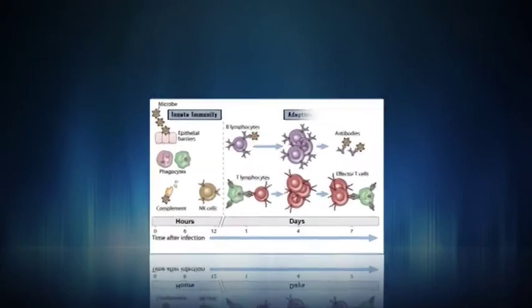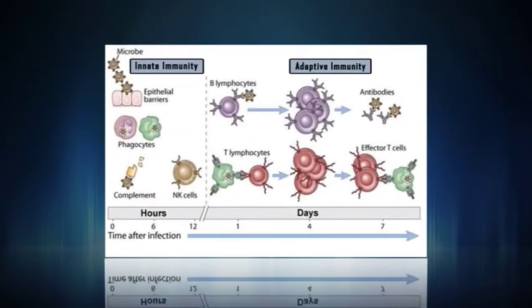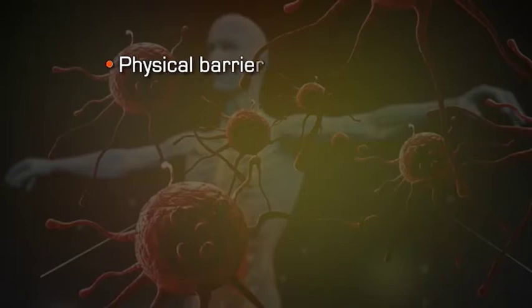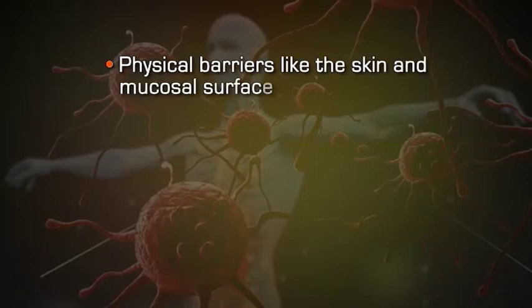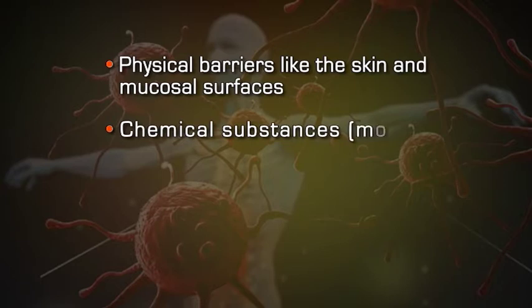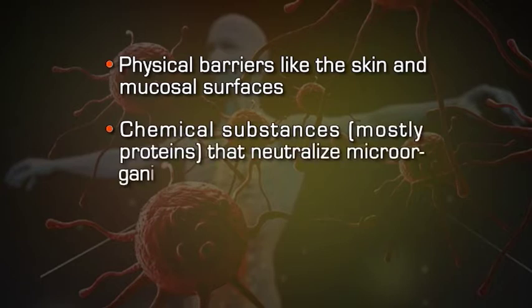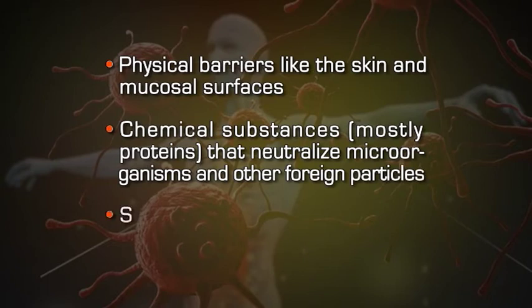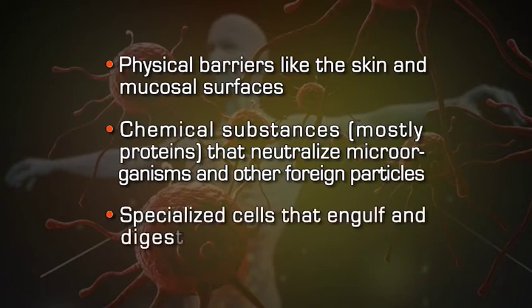Now, innate and adaptive immunity. Immunity is a part of a complex system of defense reactions of the body. These defense reactions can be innate or acquired. Innate or natural immunity refers to the work of mechanisms that pre-exist the invasion of foreign substances. This includes physical barriers like the skin and mucosal surfaces, chemical substances, mostly proteins, that neutralize microorganisms and other foreign particles, and specialized cells that engulf and digest foreign particles.